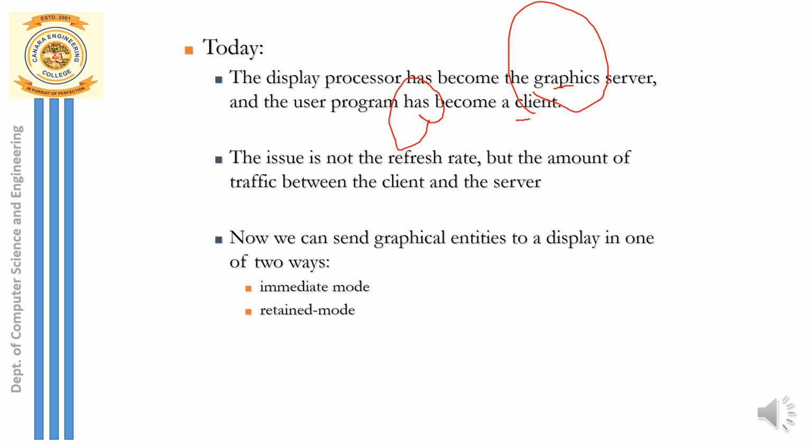Now, how can we send the entities, graphics or graphical entities, to display, that is, from the user to the final screen display system? How can we send the graphical entities? It can be sent in two modes. One is immediate mode and the other one is retained mode. We will see that.